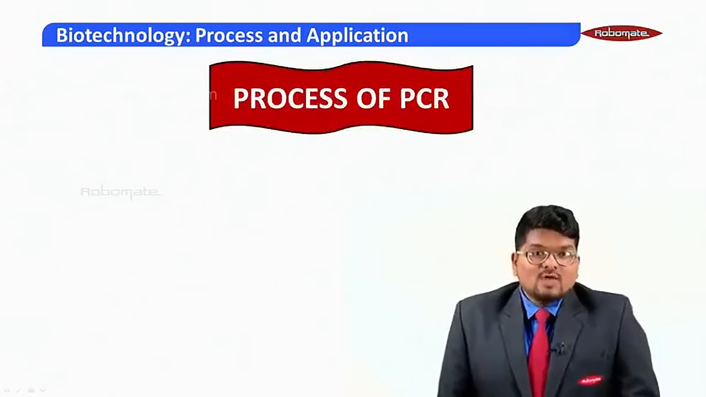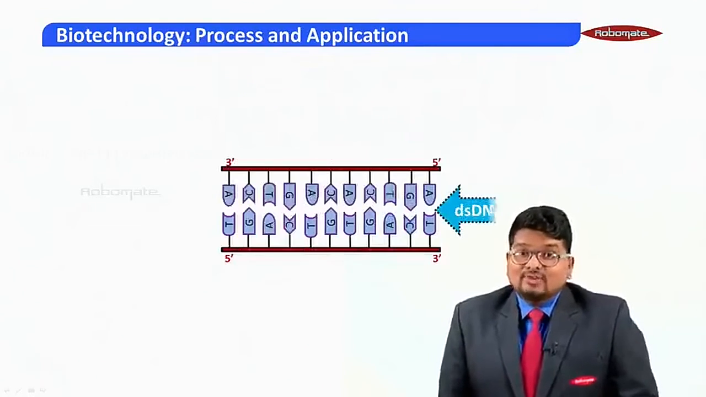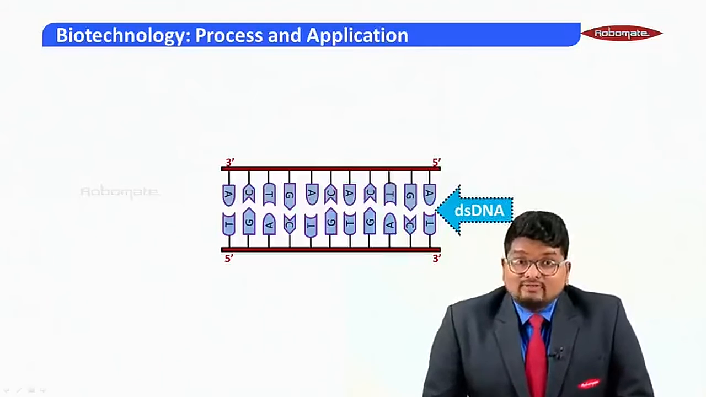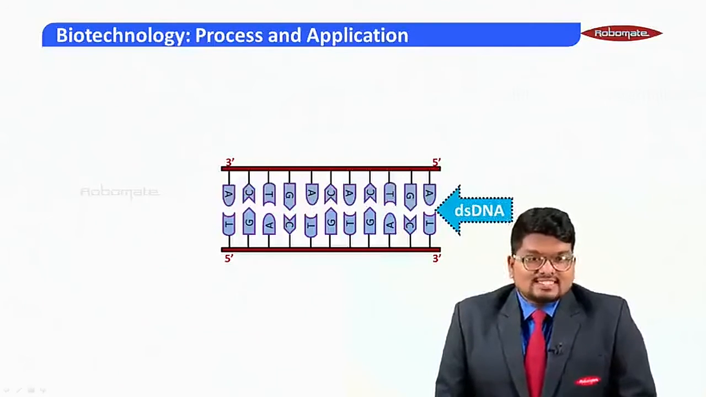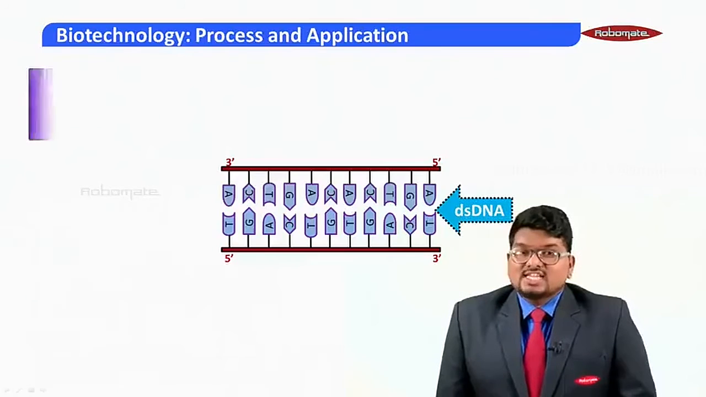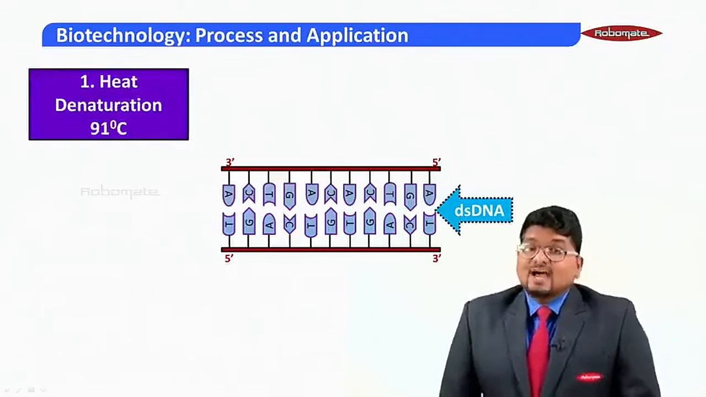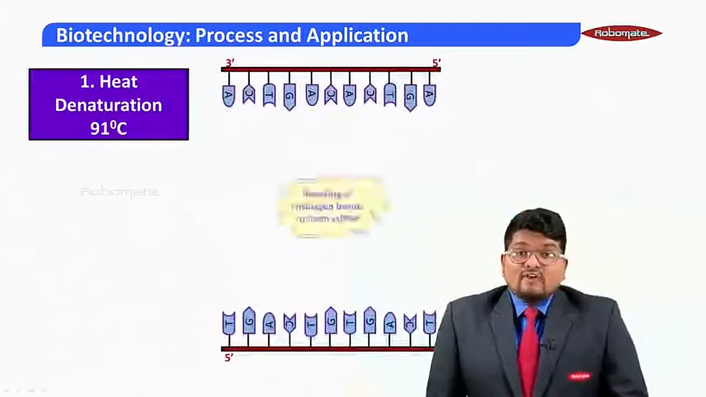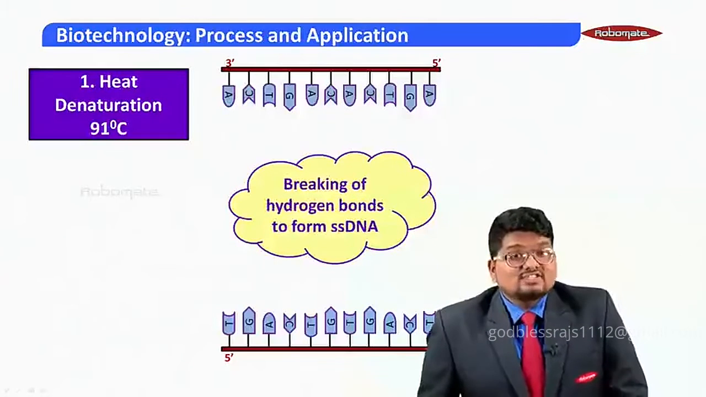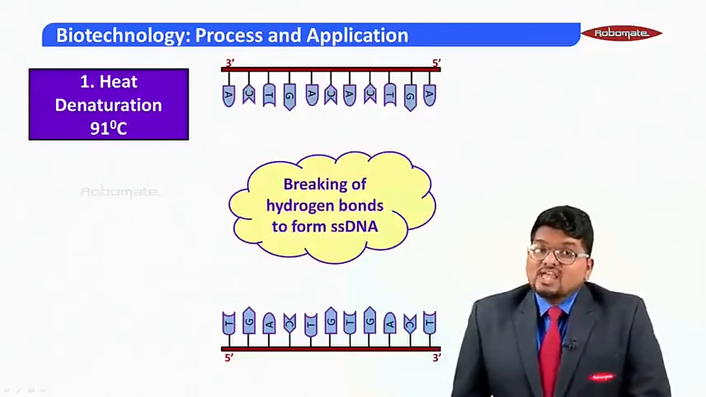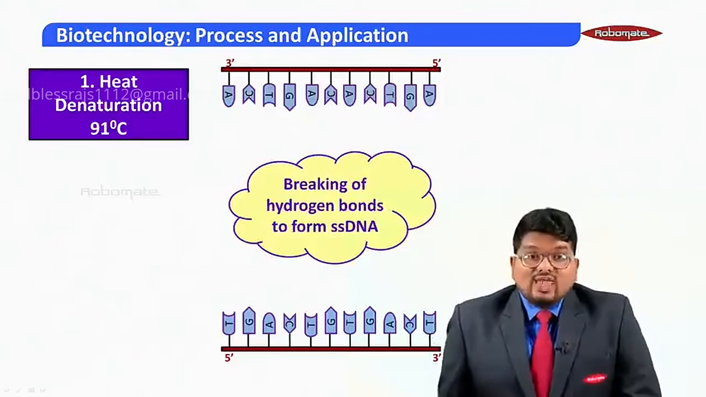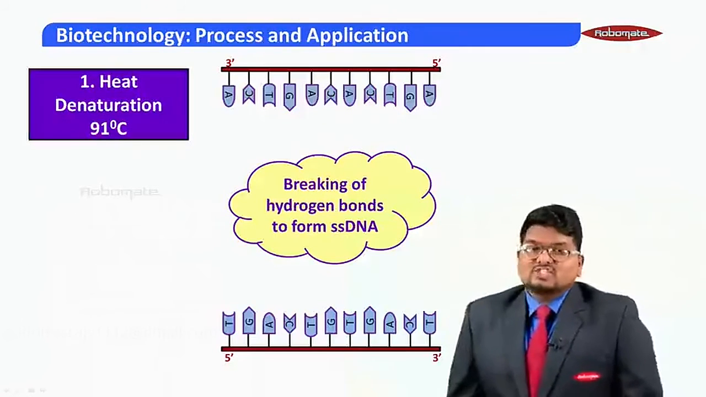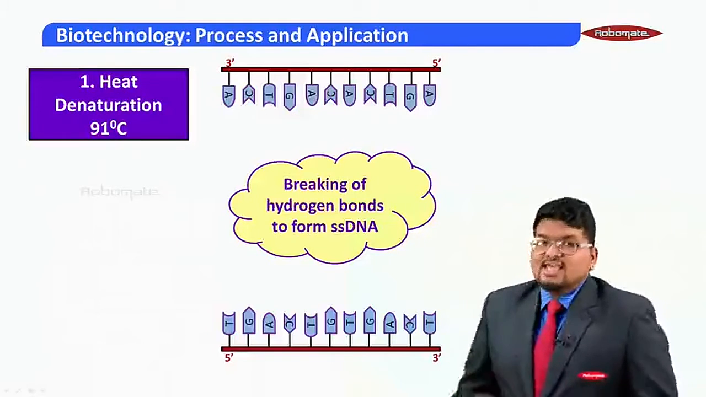So we begin with what? We begin with a DNA molecule. So here I have a double-stranded DNA molecule. Now I need to amplify it. So let us begin with the process. The first step in amplification is heat denaturation, which is carried out at 91 degrees Celsius. Now heat denaturation will cause the breaking of hydrogen bonds to give me single-stranded DNA molecules. So the double-stranded DNA molecule that was held together by hydrogen bonds will be broken down at 91 degrees Celsius, and I will get single-stranded DNA.